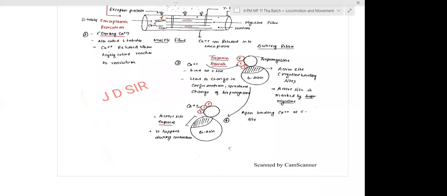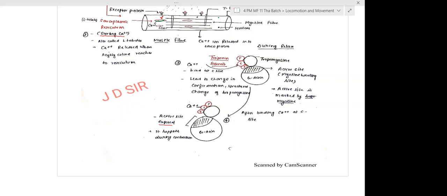Troponin has three units: T subunit, C subunit, I subunit. Inhibiting, calcium binding, remember? Yes. Right. Now, this calcium ion, which has been released from the sarcoplasmic reticulum, will bind at the C site of troponin. This will lead to a change in the configuration or structure of tropomyosin. Now they have changed, in the fourth step. When it has changed, the active site is exposed. When the active site is exposed, now this actin will bind with myosin.